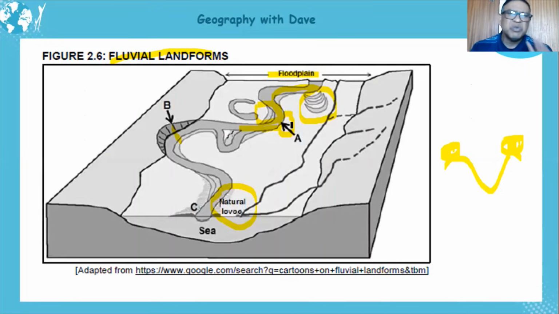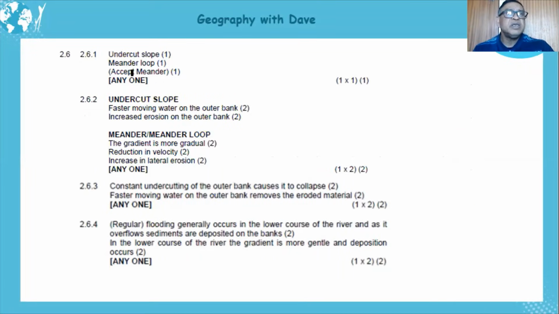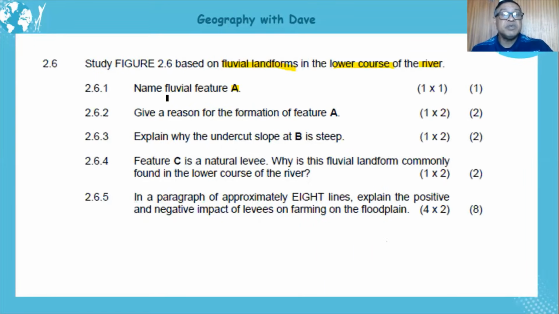So let's look at what comes across. The meander loop is there. Let's look at what comes across in the memo, learners. They say undercut slope, meander loop, and they said except meander. Can you see, learners, if the examiners are not really sure, the memo caters and gives you alternatives. All right, let's look at the next question.